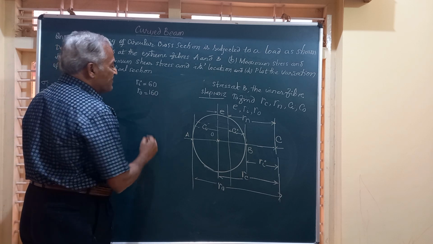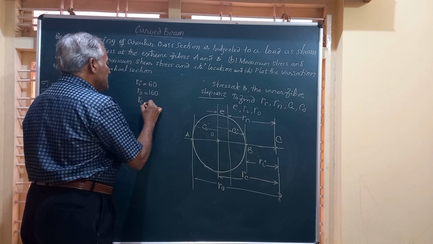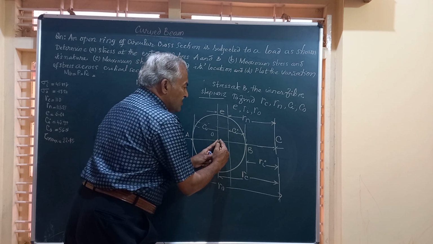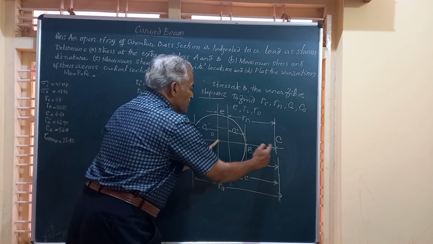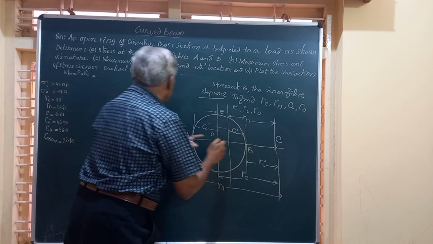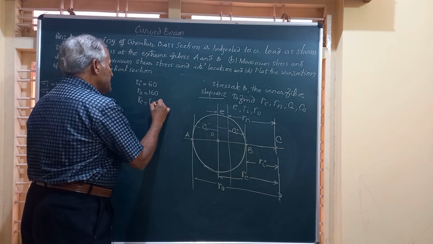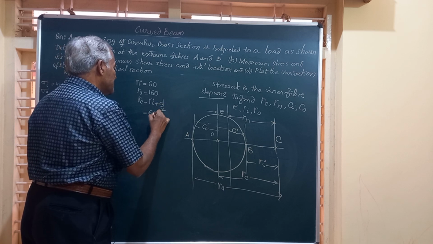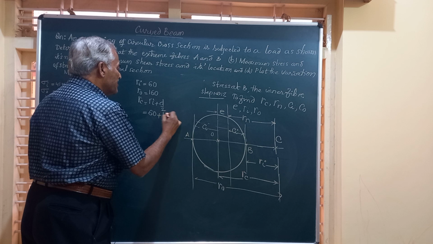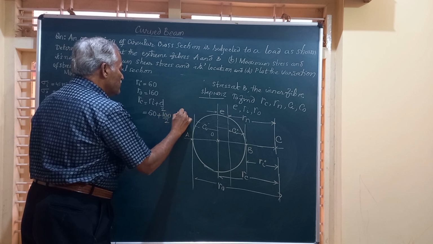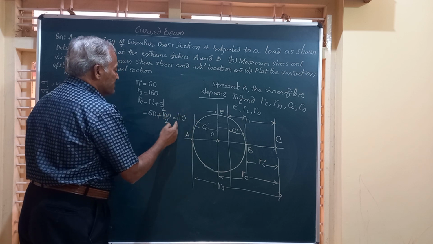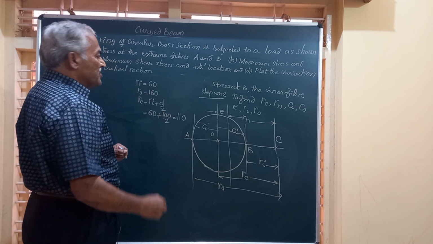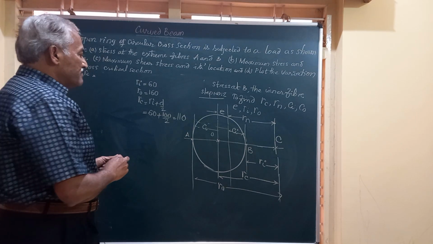Then RC is the distance from the center of curvature to O, the center of the cross section. So this is Ri plus b by 2. Ri is 60, b by 2 is 100 by 2, so it works out to 110. That is 60 plus 50, all in millimeter. Then we will find out the other parameters.